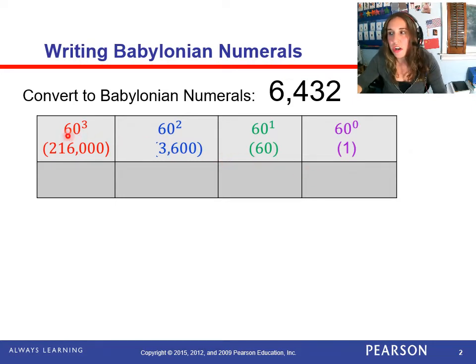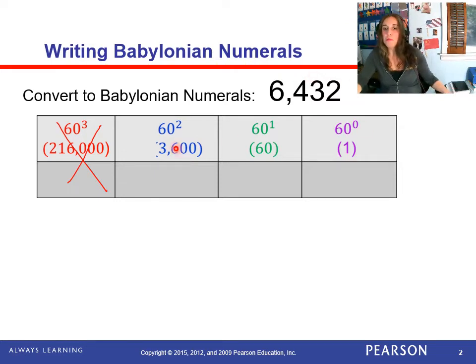high up in this chart I need to go. So if I look at my 60 cubed, that has a value of 216,000. That is way too big, right? I'm only dealing with 6,000, not 216,000. I'm nowhere near that. So I'm not in this place. I'm not in the 60 cubed place value. So now I'm going to look at my next place value, 60 squared, which is 3,600. That's reasonable, right? I can fit 3,600 in here.